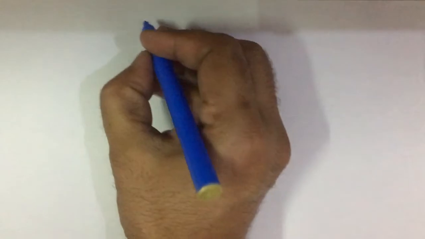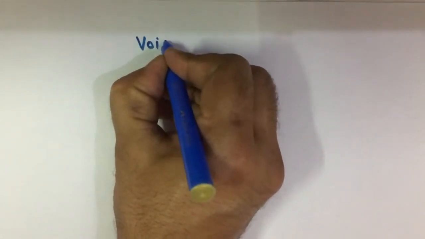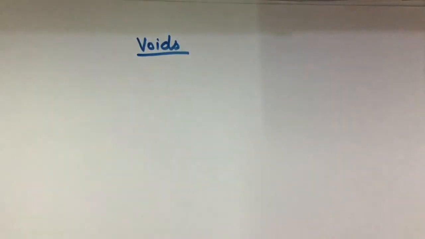Hello students, today our topic of discussion is voids. Voids are also called interstitial spaces. These are the spaces which remain vacant when the particles are closely packed.